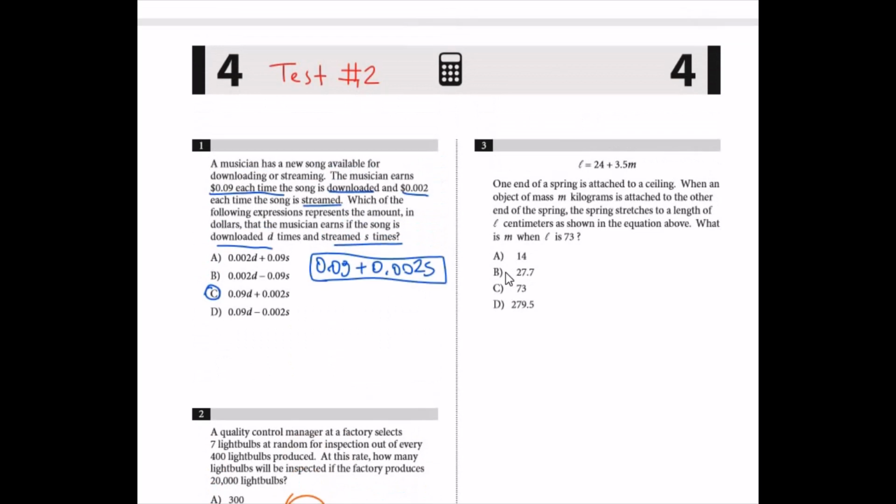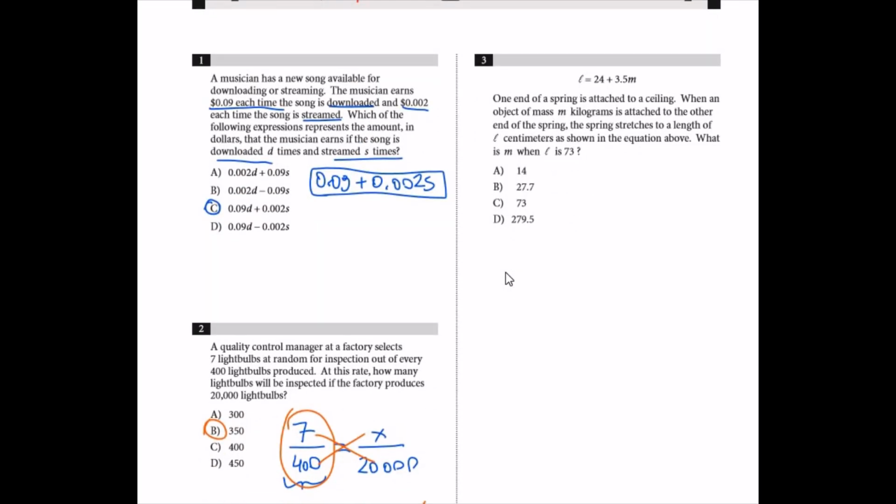Question number 3. One end of a spring is attached to a ceiling. When an object of mass m kilograms is attached to the other end, the spring stretches to a length of L centimeters, as shown in the equation above. What is m when L is 73?